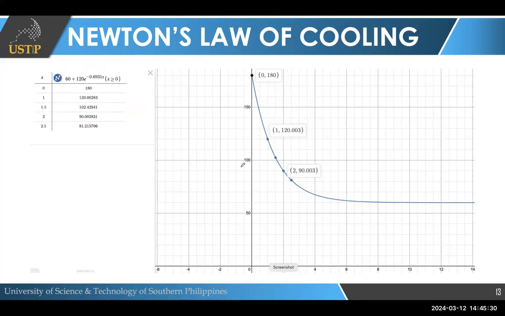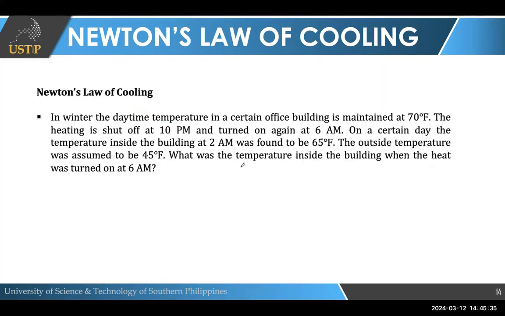Okay, let's have, I think I'll have another example, last example. Sige, let's have this example. In winter, the daytime temperature in a certain office building is maintained at 70 degrees Fahrenheit. So the heating is shut off at 10 p.m. and turned on again at 6 a.m. On a certain day, the temperature inside the building at 2 a.m. was found to be 65 degrees Fahrenheit. So the outside temperature was assumed to be 45 degrees Fahrenheit. So what was the temperature inside the building when the heat was turned on at 6 a.m.?